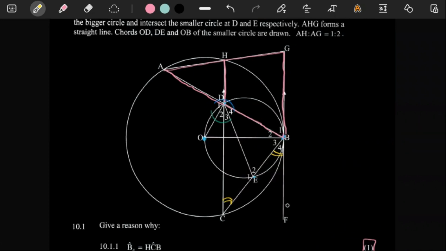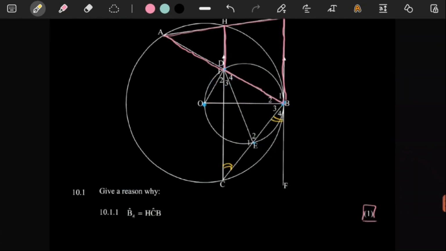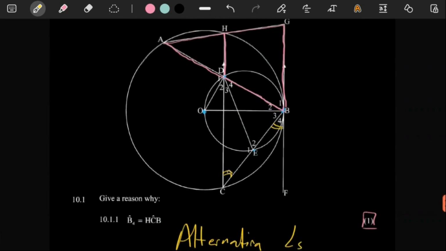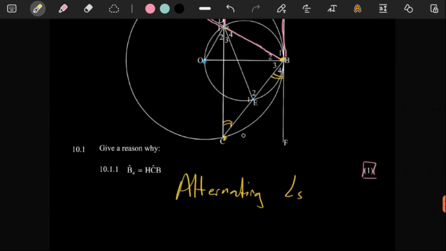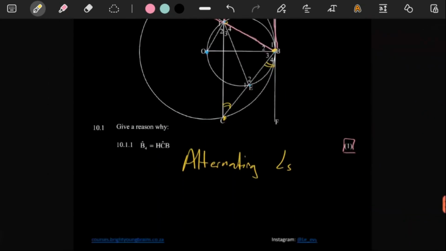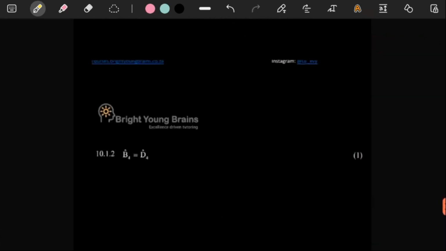These are alternating angles, you see. Just say alternating angles. It's not the tan-chord theorem. If you say tan-chord theorem, you're wrong, because it's a point on one side, one point of the big circle, but then this one ends up in the small circle. So don't make the mistake of saying tan-chord theorem here. These 3 points would have needed to be in one full circle. They're just equal because they're alternating angles.